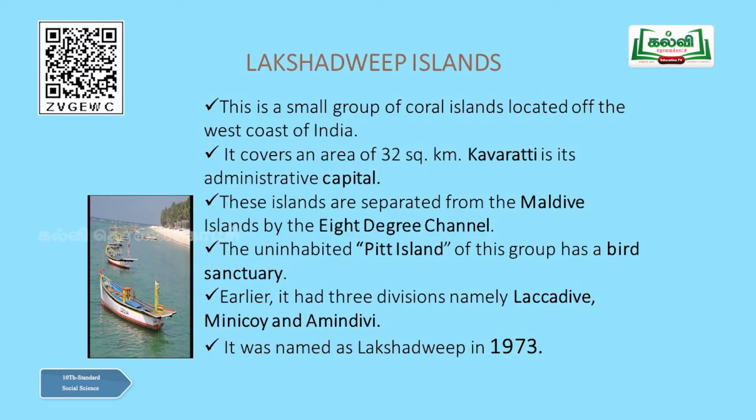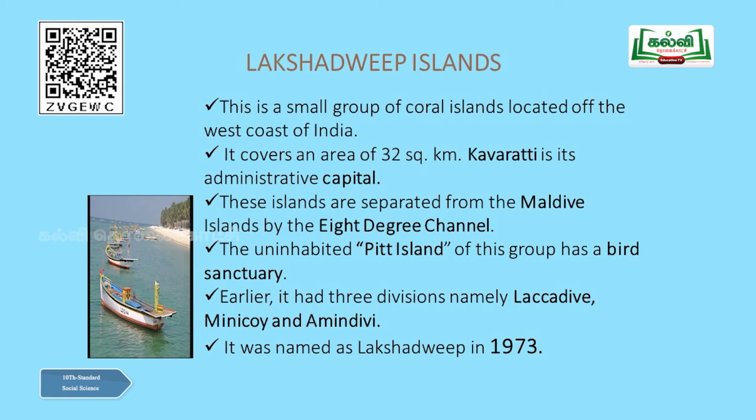And the last is the Lakshadweep Islands. This is a small group of coral islands found on the west coast of India. The total area of these islands is 32 square kilometers. The administrative capital of the Lakshadweep Islands is Kavaratti, and these islands are also separated from the Maldives Islands by the Eight Degree Channel. The Andaman and Nicobar Islands are separated by the Ten Degree Channel, whereas the Lakshadweep Islands are separated from the Maldives by the Eight Degree Channel.